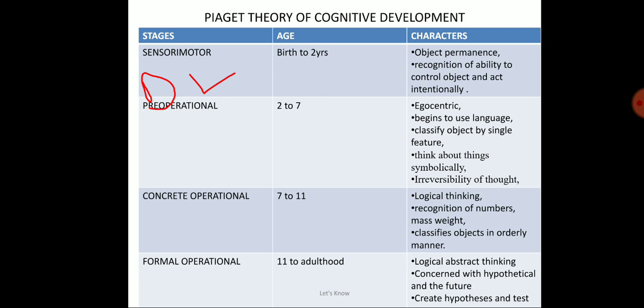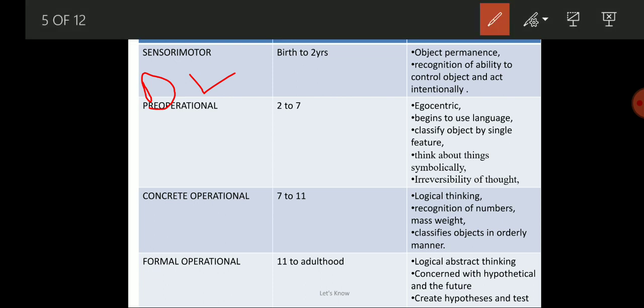Then the pre-operational stage, which is from 2 to 7 years. Concrete operational period or stage, which is 7 to 11 years. Formal operation, which is from 11 to adulthood. Here you see some characters shown at that particular stage, which makes that particular stage unique, okay.